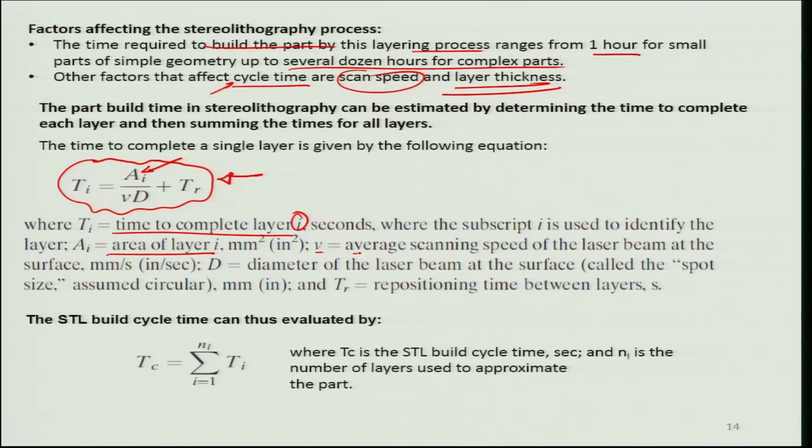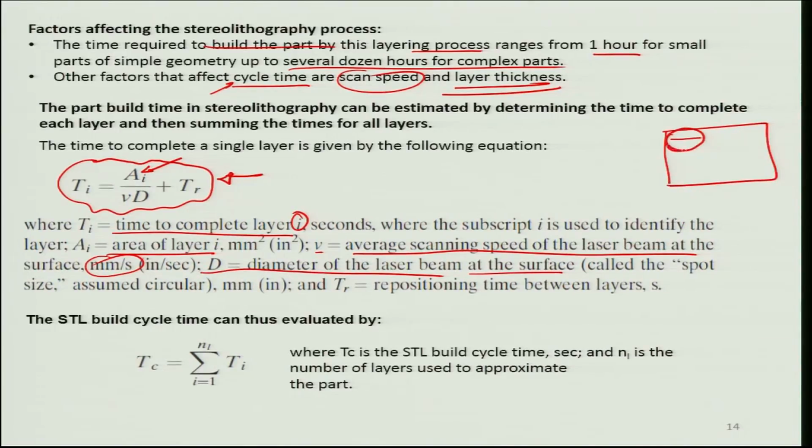So if V is the average scanning speed of the laser beam, let us say in millimeters per second, and D is the diameter of the laser at a surface spot. Basically, if you have a spot, and there is a center of the spot which is moving at a velocity V, the area that this spot would cover by its motion per unit time is going to be really dV.